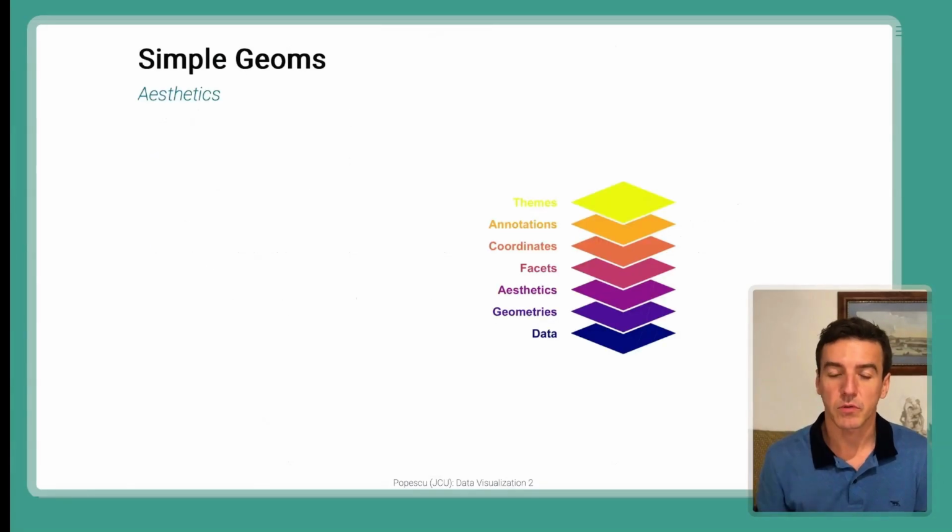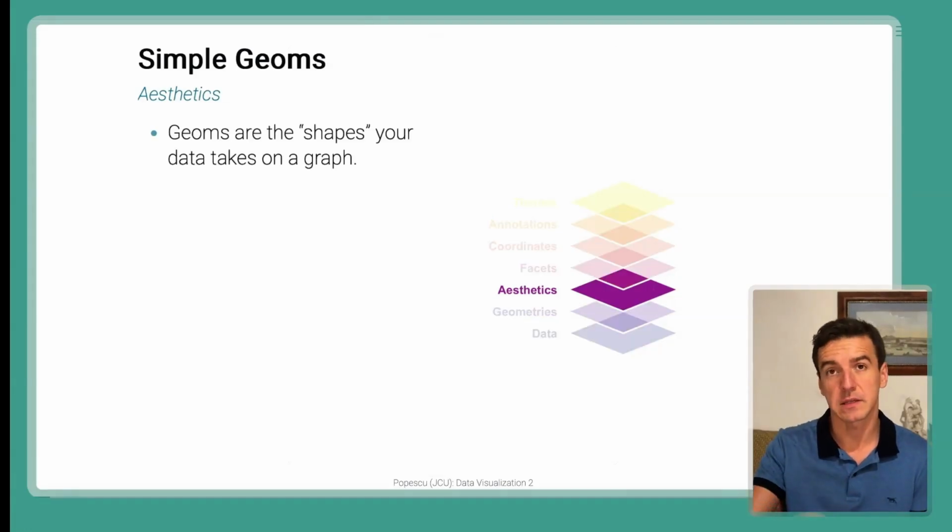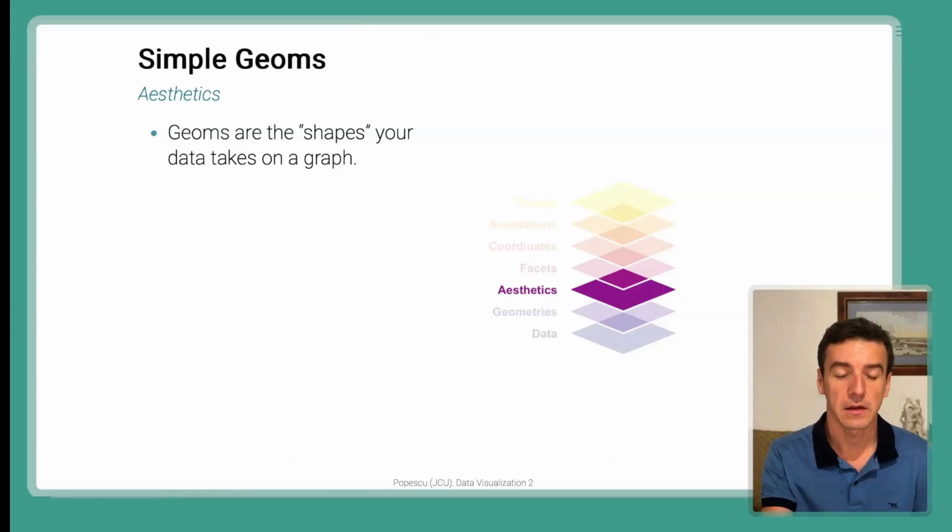So remember this graph that shows how layers are added on top of each other in ggplot. We start off with data, we then move on to geometries, aesthetics, and then the other things are optional, things like facets, coordinates, annotations, and themes. But we're interested today in the aesthetics layer.